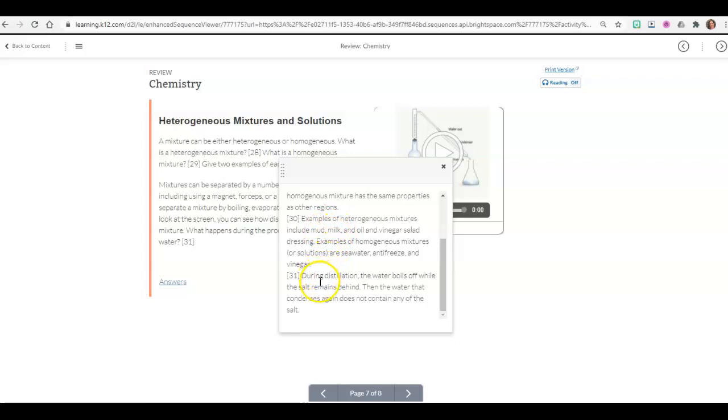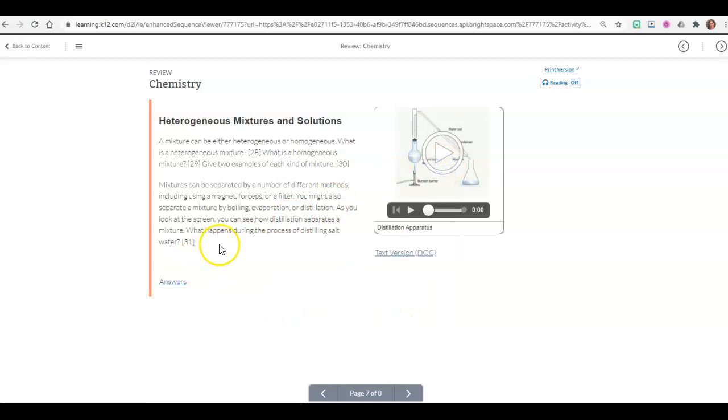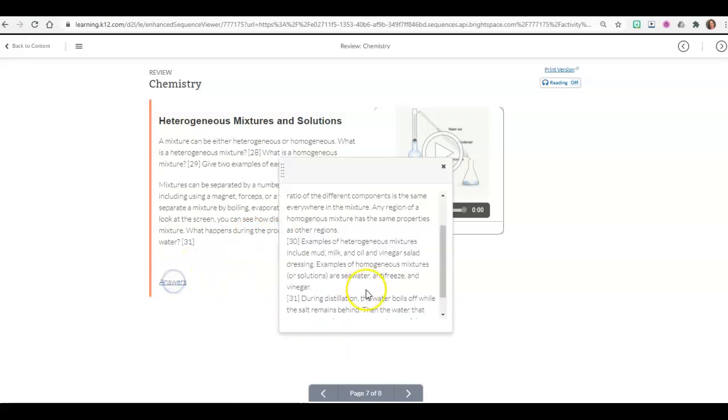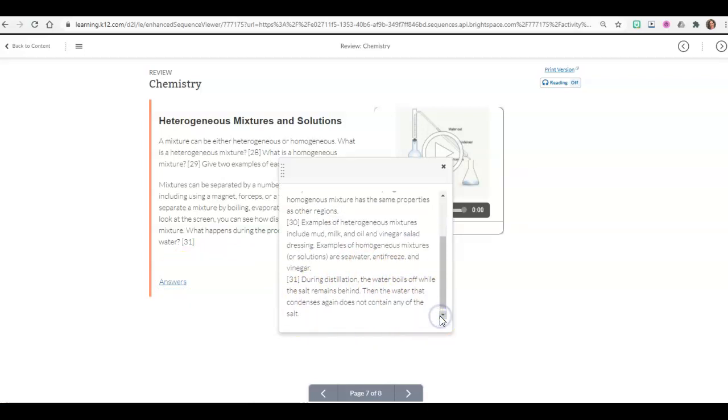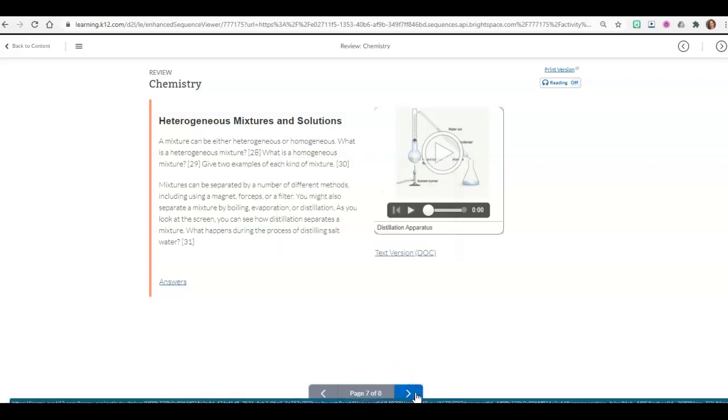And then you also need to remember the distillation. Remember we talked about that. Water boils off while the salt remains behind. And then the water that condenses, again, does not contain any of the salt. So when you're talking about what happens during the process of distilling salt water, remember that distilling things is one way of separating things. Just remember that the water boils off the salt, and the water that condenses, again, that salt is gone.